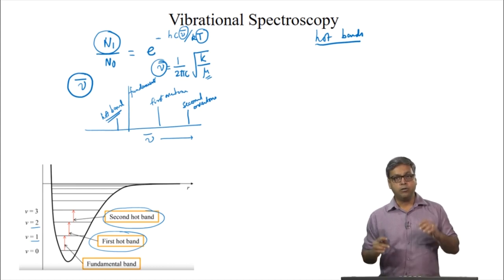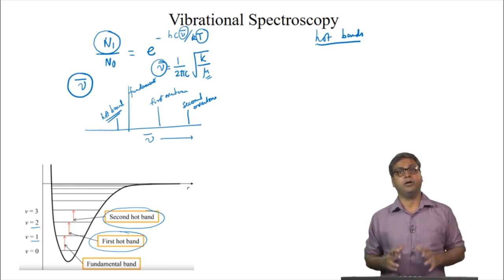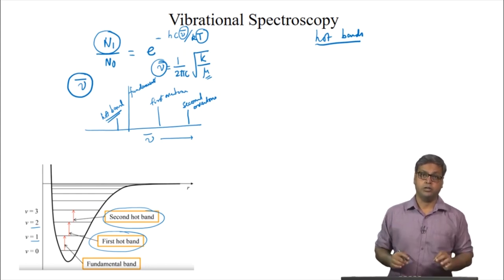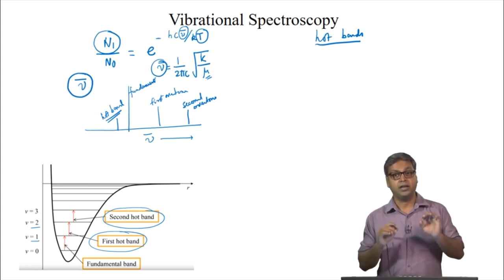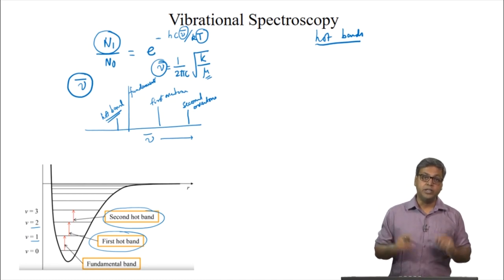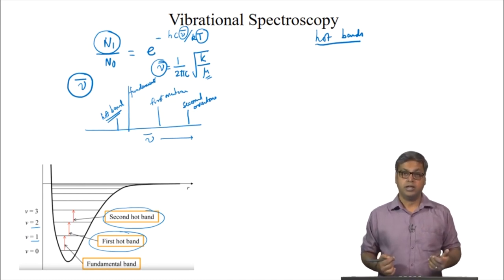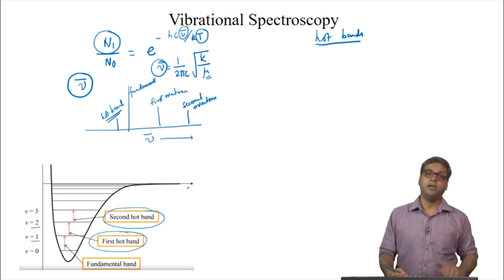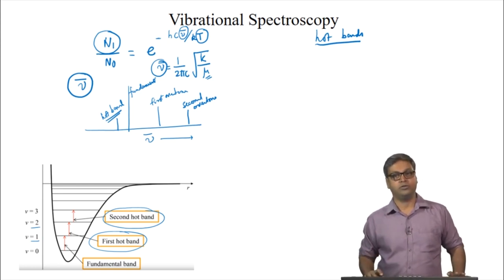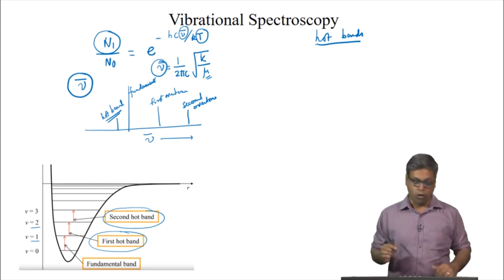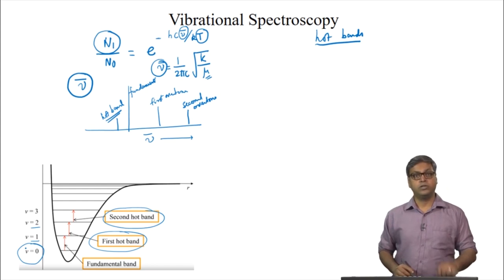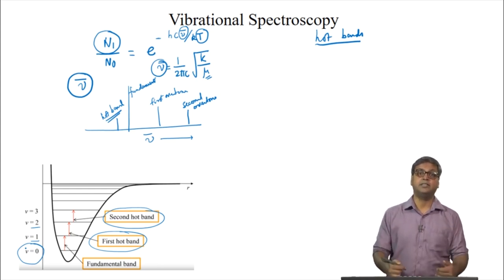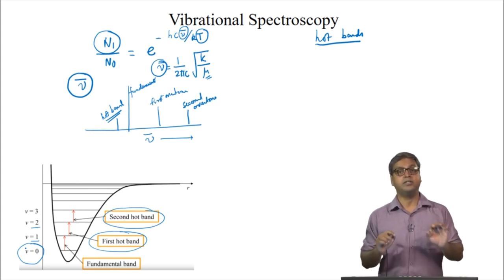However, there will be a change in the response of the hot bands as compared to the overtone, as there is a change in temperature. With increase in temperature, the population of the excited vibrational state will increase at the detriment of the V equals 0 state. This means that the intensity of the hot bands will also increase, and the intensity of the fundamental band will decrease as we increase the temperature. This behavior is not the same as the overtones. With overtones, the initial state is always V equals 0. So, the intensities of the overtones will also decrease with increase in temperature, in the same way that the intensity of the fundamental band decreases with increase in temperature.